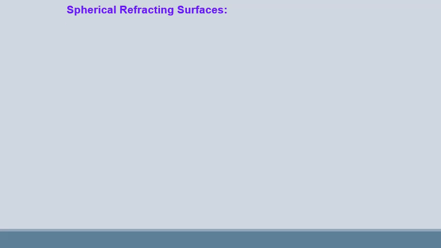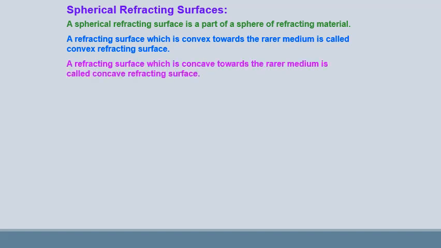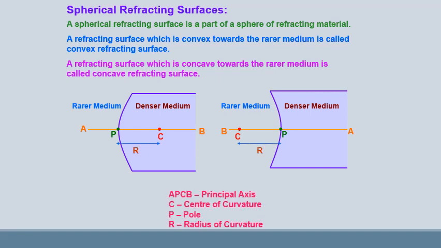Spherical refracting surfaces. A spherical refracting surface is a part of a sphere of refracting material. A refracting surface which is convex out towards the rarer medium is called a convex refracting surface. A refracting surface which is concave towards the rarer medium is called a concave refracting surface. As we can see in this diagram, these are the mediums, rarer and denser. The yellow line denotes the principal axis, P is the pole and C is the center of curvature.